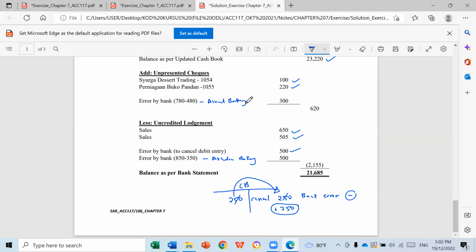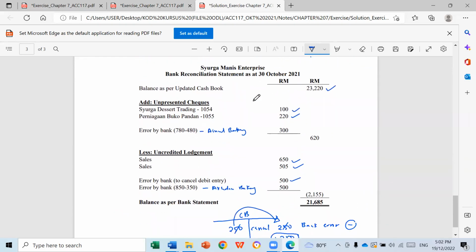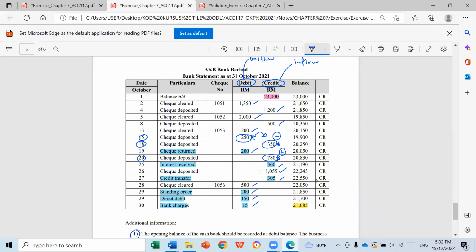Since the error made by the bank, you have to adjust the error in the bank reconciliation statement. And after you have adjust for all the items, you will find that the closing balance as per bank statement is 21,685. This is the same amount appeared in the bank statement.